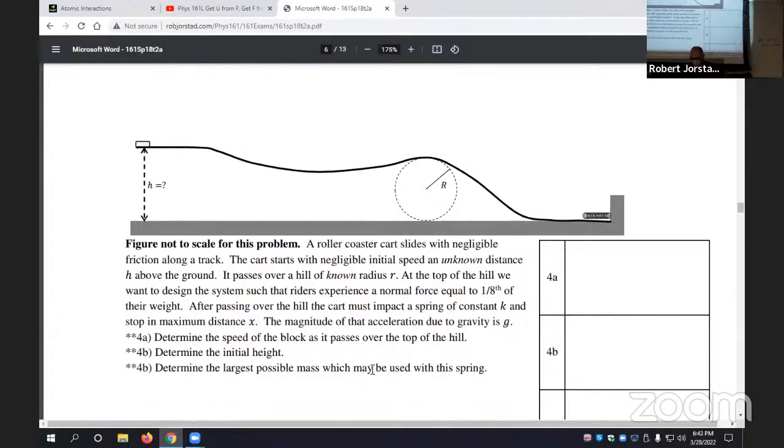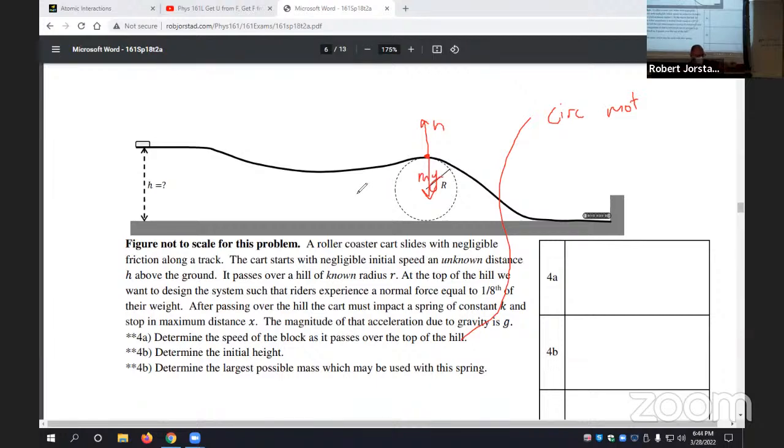Oh, this one looks kind of familiar, right? It looks like they all look the same to me. Speed of the block as it passes over the top of the hill. How are you going to do that? Circular motion. Forces, energy. Would you try and do energy or would you try and do forces? You could do forces, right? Normal force, mg, mac.